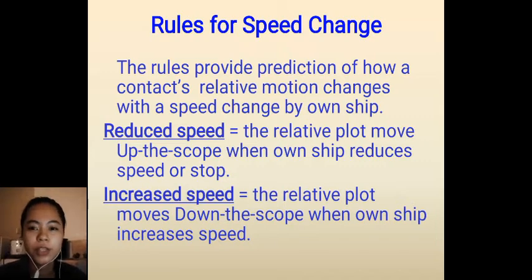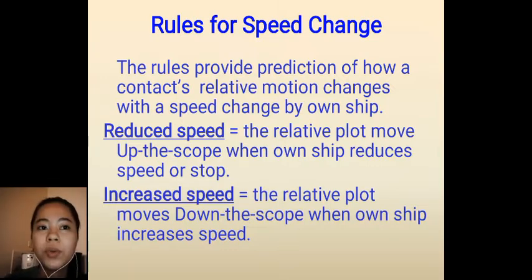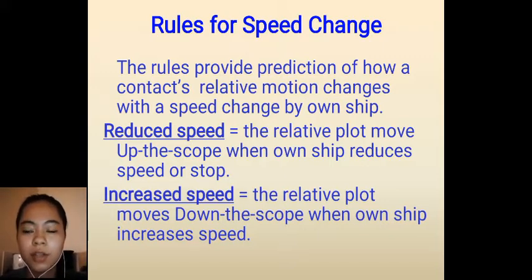Rules for speed change. The rules forecast how a contact's relative motion varies as the speed of the ownership changes. Reduced speed: when ownership slows down or stops, the relative plot moves up the scope. Increased speed is the opposite of reduced speed: when ownership speeds up, the relative plot moves down the scope.